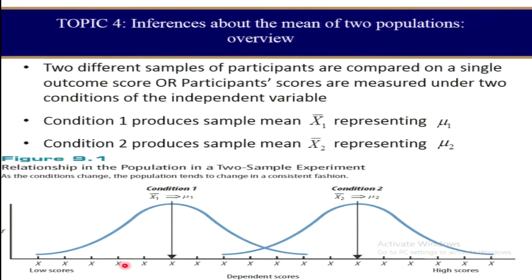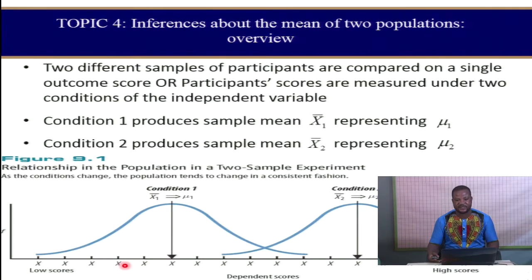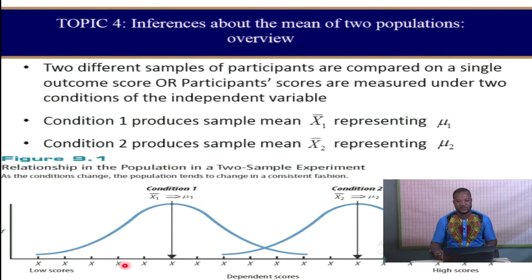Now let's move on to look at inferences about the mean of 2 populations. So now we are done with instances where we have drawn a single sample from a single population. Now we are going to look at situations where we have drawn 2 samples, each of them coming from different populations. So here we have 2 different samples of participants being compared on a single dependent variable, or can have an instance where we have participant scores that are being measured under 2 conditions of the same independent variable.